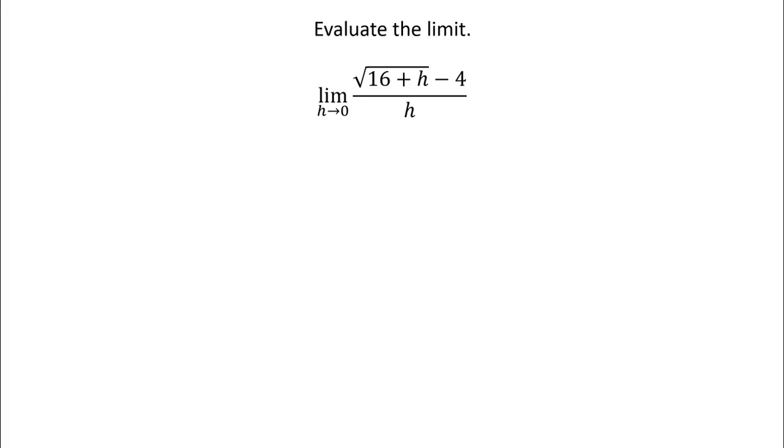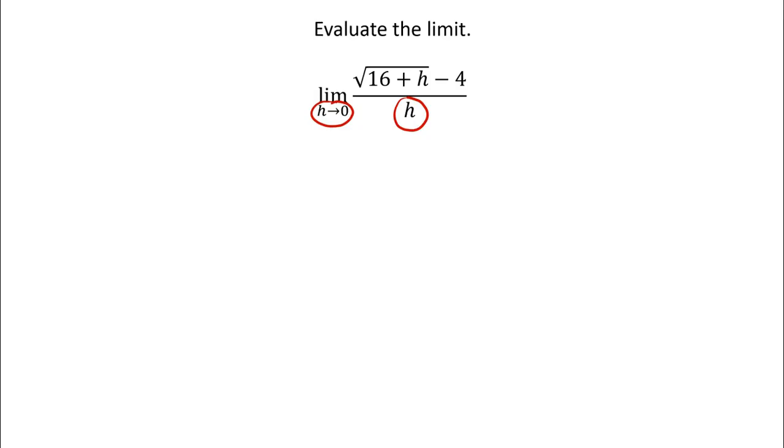In this video, I want to show you an example of evaluating a limit using the technique of multiplying by the conjugate of the numerator. Remember, our first instinct when evaluating a limit is to use direct substitution, but we notice in this example, if we use direct substitution, we have division by 0, and that won't work.